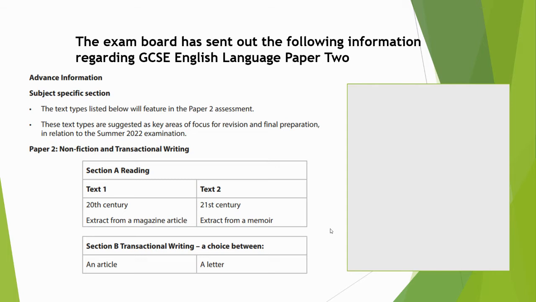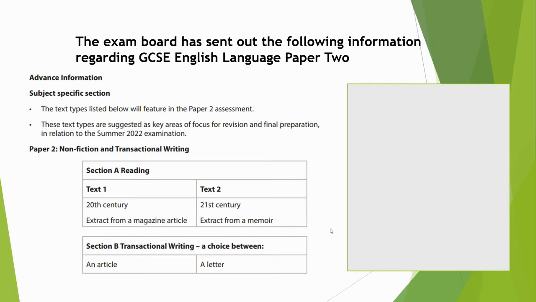So we know that the text types that students are going to have to read and respond to are, first of all, an extract from a magazine article from the 20th century, and secondly, an extract from a memoir, so a bit like a literary diary entry from the 21st century. So we know that that's the sort of writing that students need to be aware of, and they need to know how this sort of writing works. It's very useful to be told these things ahead of time, because it means that we know the sorts of things that we need to be reading and thinking about.